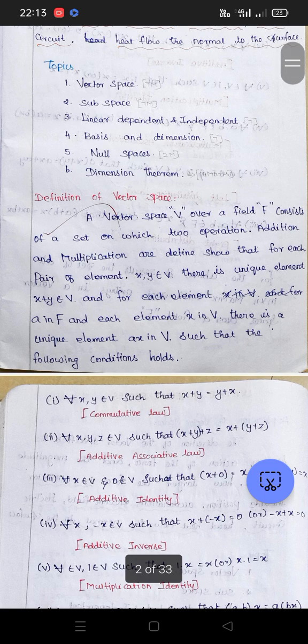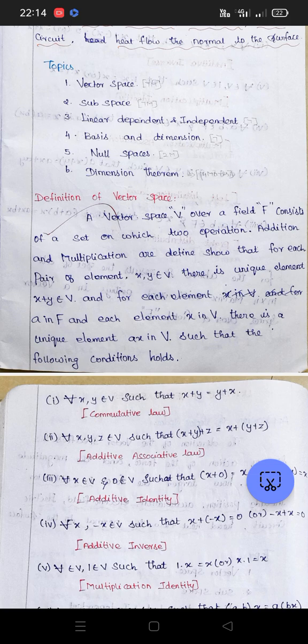A vector space V over a field F consists of a set on which two operations, addition and multiplication, are defined so that for each pair of elements x, y belonging to V, there is a unique element x plus y belonging to V, and for each element a in F and each element x in V, there is a unique element ax in V, such that the following conditions hold.